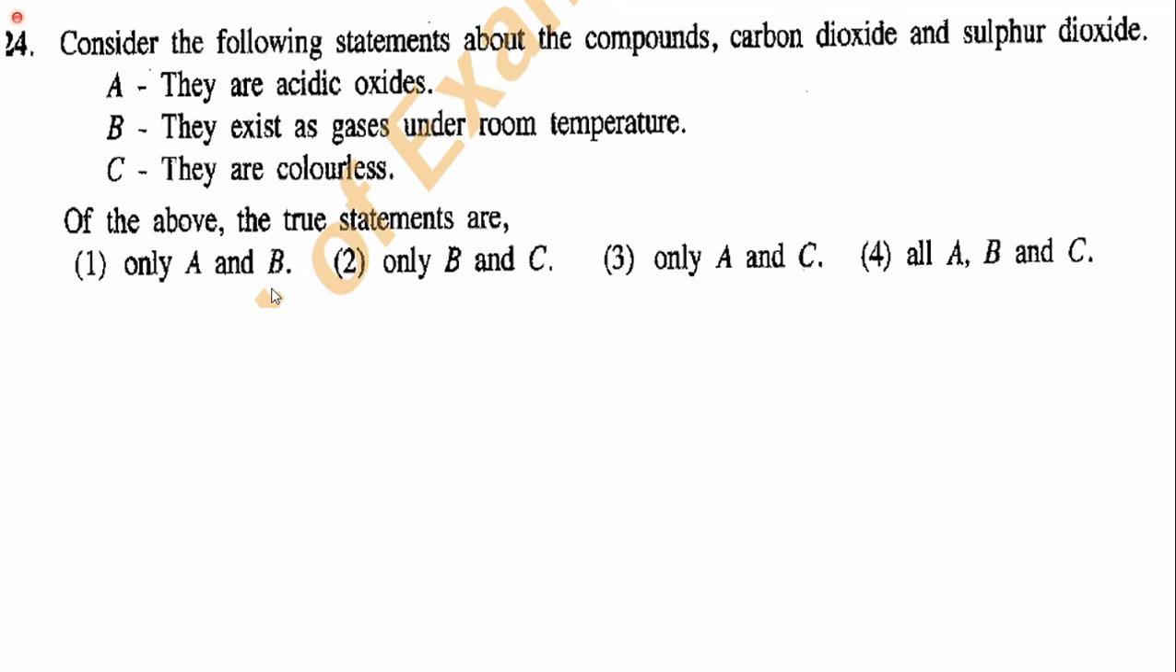They exist as gases under room temperature. Room temperature gas. Normally we give the name carbon dioxide gas, sulfur dioxide gas. Actually, they are found in the room temperature in the gas state. Right? Third one, they are colorless. Yes, they are colorless. Carbon dioxide gas is colorless.